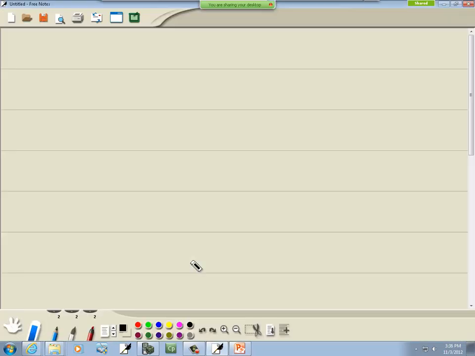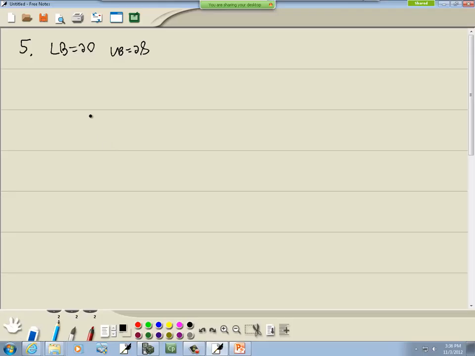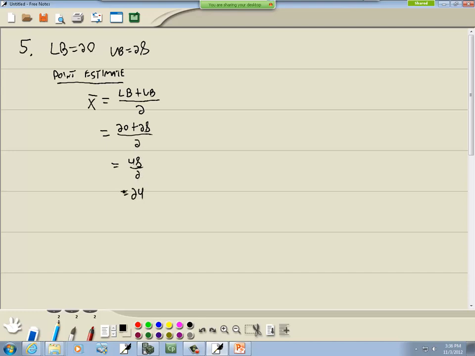Okay, let's take a look at a problem that kind of explores this a little bit. It tells us our lower bound is 20, our upper bound is 28. It says determine the point estimate of the population mean, and then the margin of error for each confidence interval. Well, to find the point estimate, it is x bar, symbol-wise. And to find it, it's in the middle of this interval. So we'll take our lower bound plus our upper bound, and we'll divide by 2. So we got 20 plus 28 divided by 2, which is 48 divided by 2, which is 24. Now you can actually see, 24 is halfway in between there.